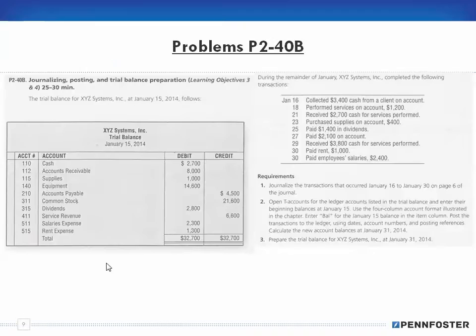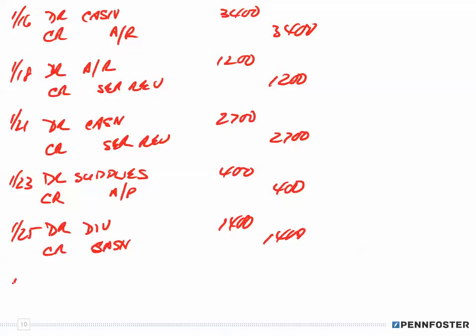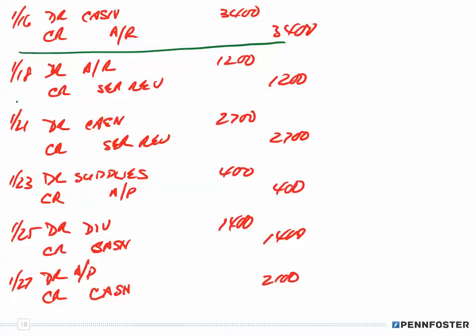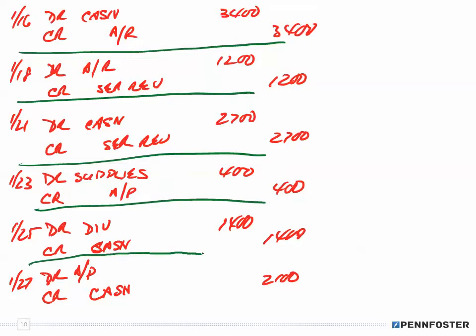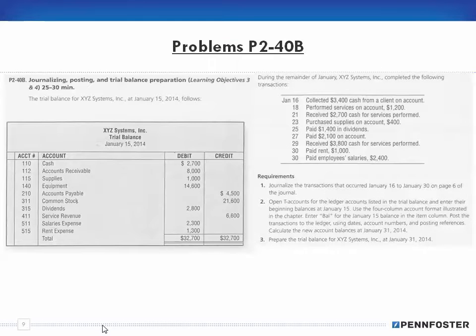Paid $2,100 on account, so we're paying off our accounts payable. Oops, I'm sorry, it's the 27th. 1/27. So I'm crediting cash because I'm paying off my accounts payable in the amount of $2,100. So that's a debit to accounts payable for $2,100. So remember, these are separate journal entries here. All right, let's see what's next.